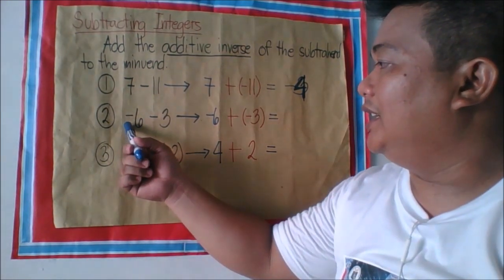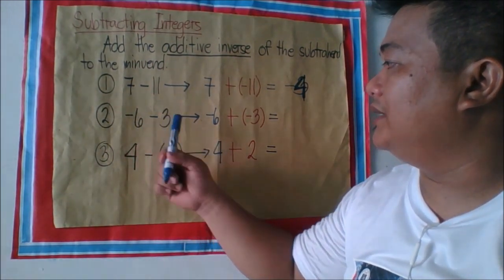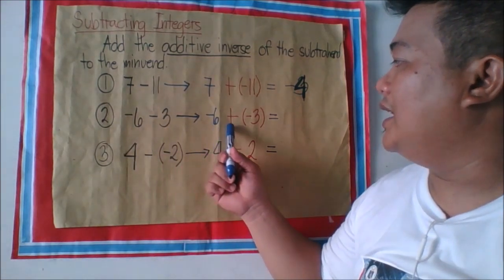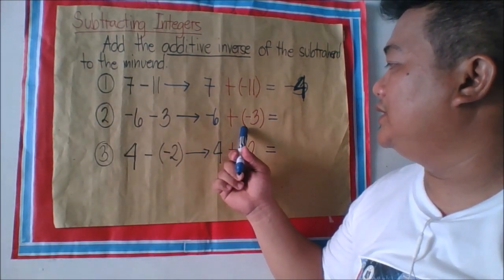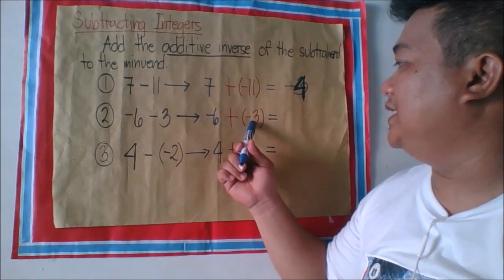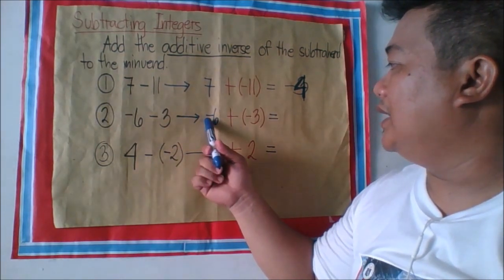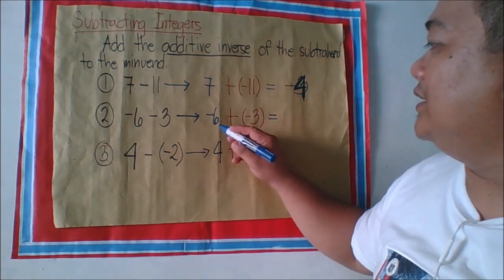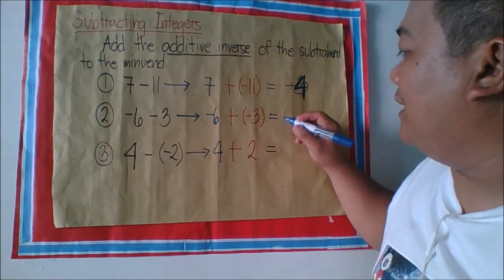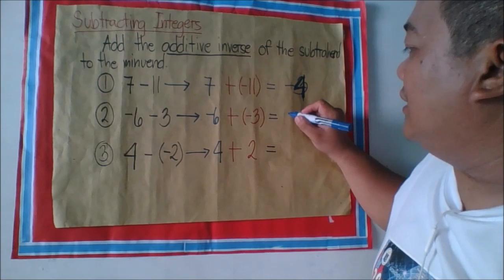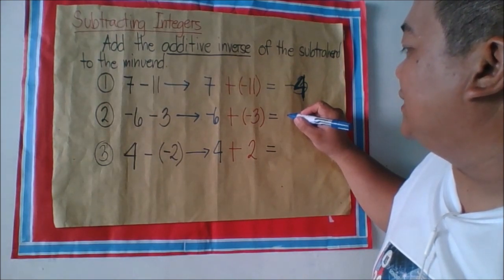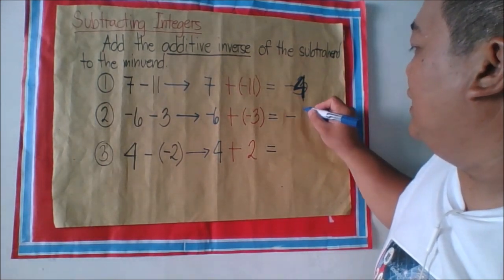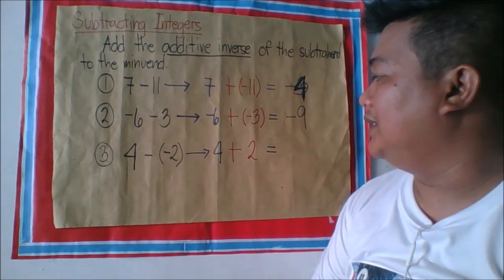So next, negative 6 minus 3. The additive inverse of positive 3 is negative 3. So you're going to add negative 6 plus negative 3. They have common signs. You're going to add 6 plus 3. So that would be negative 9.